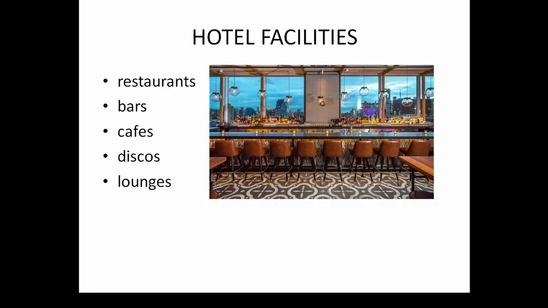And also, other examples of hotel facilities are restaurants, bars, cafes, discos, lounges. In 4 and 5-star hotels, usually there is more than one restaurant. And also in some hotels there are lounges, and lounges are halls or big areas, spaces in hotels where you can sit on sofas and relax.